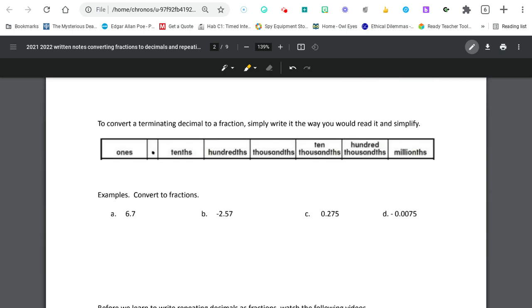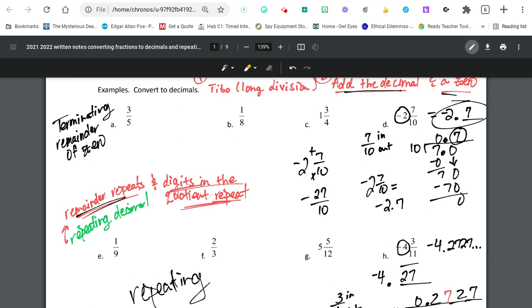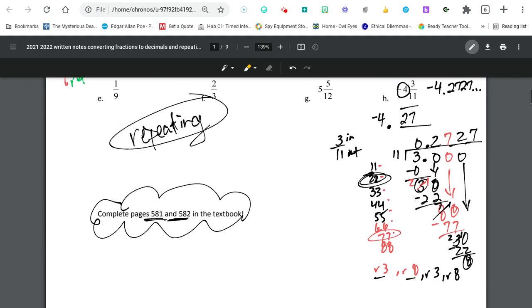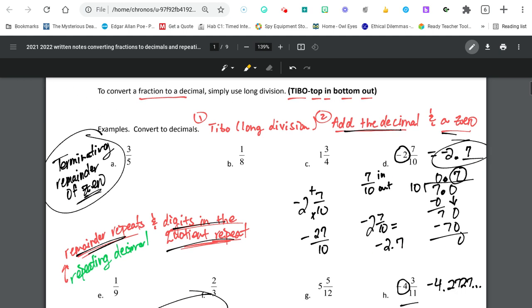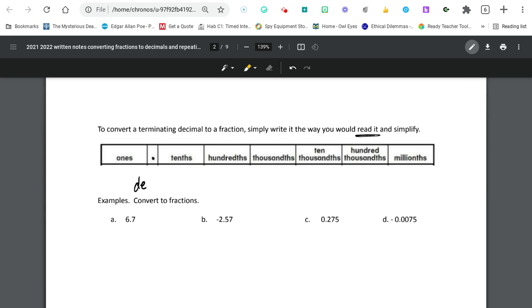All right, to convert a terminating decimal to a fraction, you write it the way you read it. So up here, all of these decimals were repeating. If the remainder repeats or the digits in the quotient repeat, it is a repeating decimal. Here, all these were terminating. I got a remainder of 0. But these were changing fractions. These were fractions to decimals. These are going to be decimals to fractions, guys, okay?